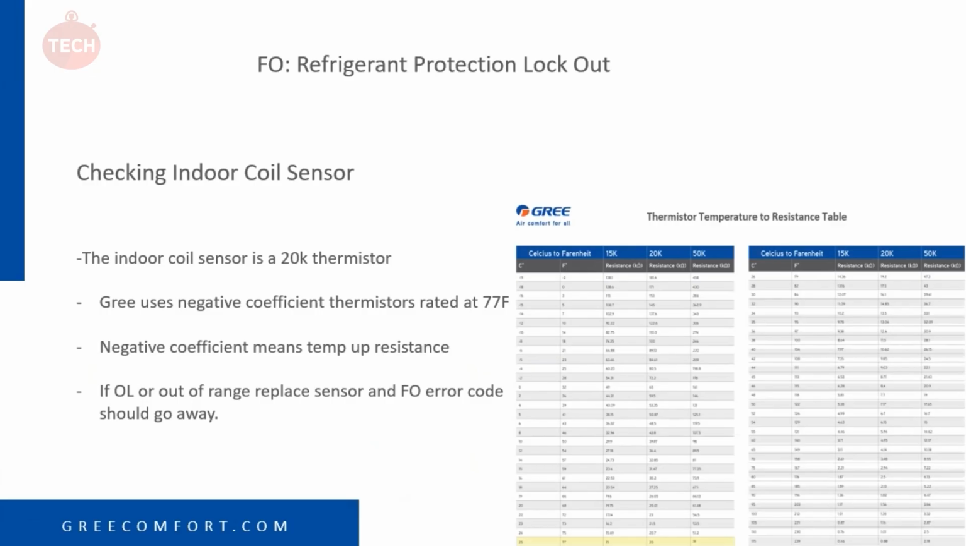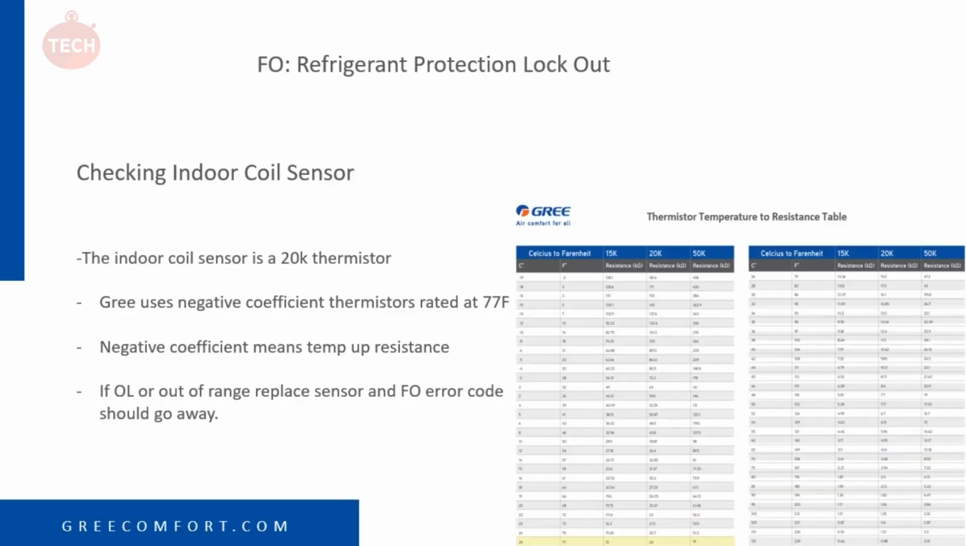Checking the indoor coil sensor. This coil is a 20K thermistor. GREE uses a negative coefficient thermistor rated at 77 degrees. So negative coefficient means temperature up, resistance down. If it's OL or out of range, replace the sensor and the FO code should go away.